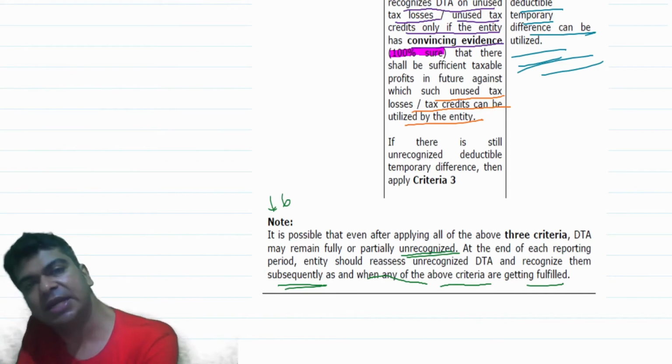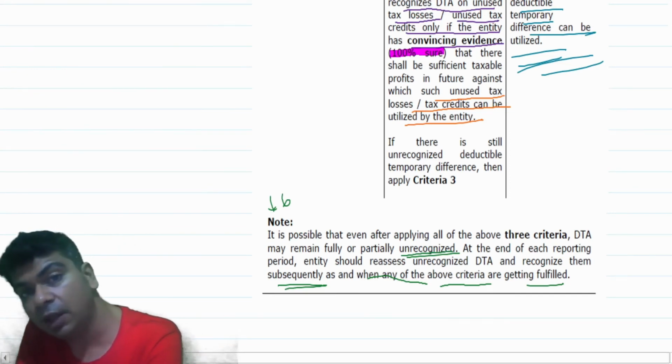Of course, recognizing a DTA in an assessment year means you are recognizing DTA at the end of the current previous year.